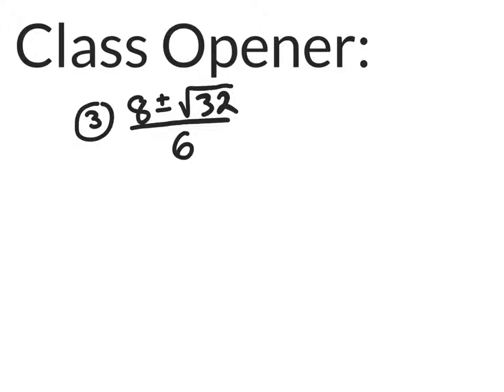So I need to simplify the square root of 32. What do I rewrite that as? 4 times 8?